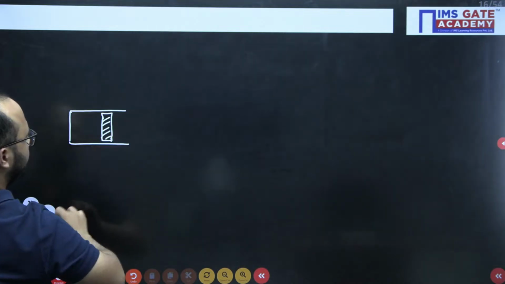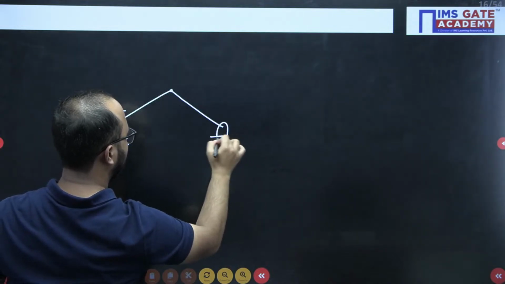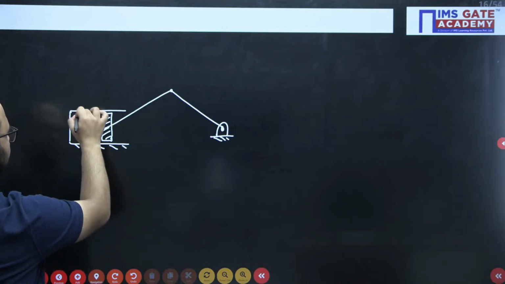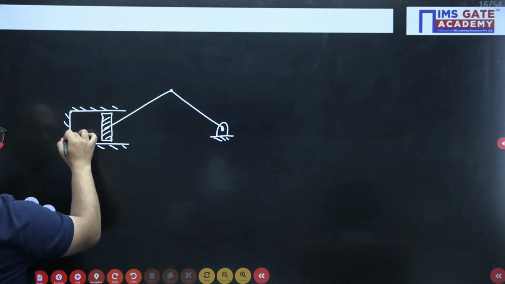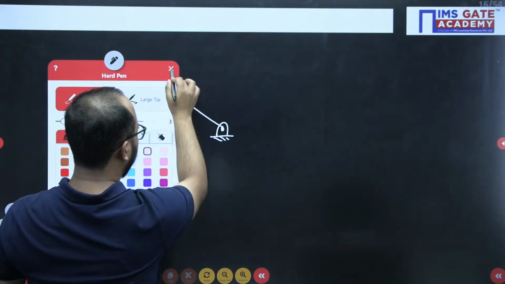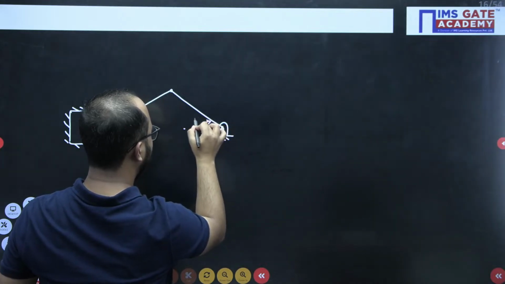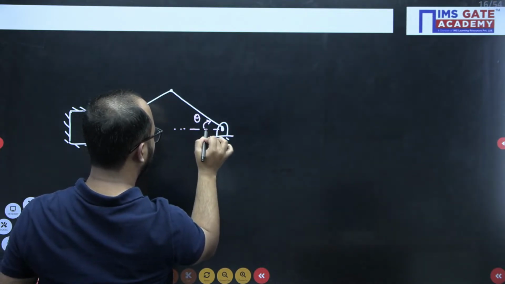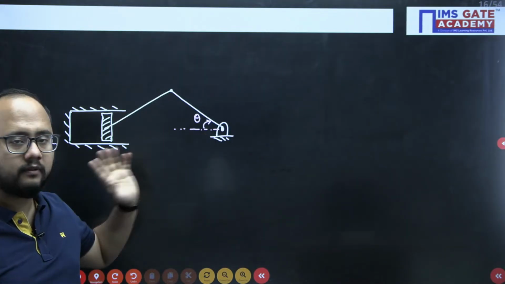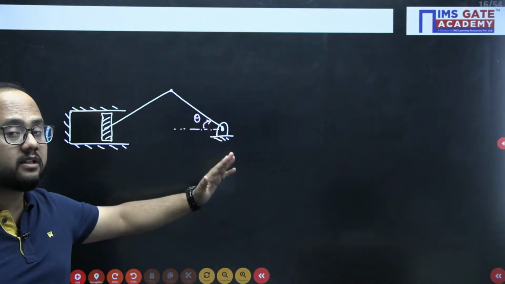So this is the slider we are having, and let's suppose this is the connecting rod, this is the crank, like this. Now, very important point. This theta is the crank rotation. Now this is the line of stroke. Line of stroke basically means the direction along which your slider or the piston will be moving.